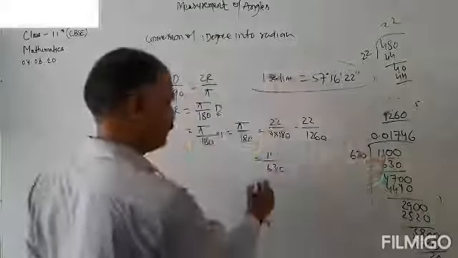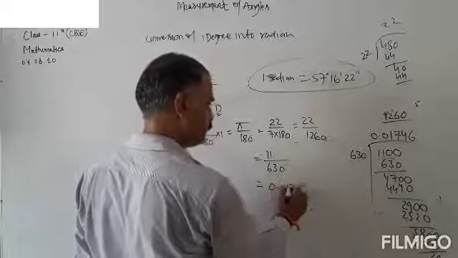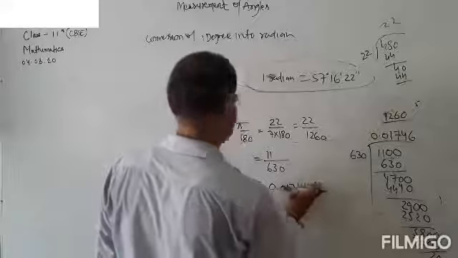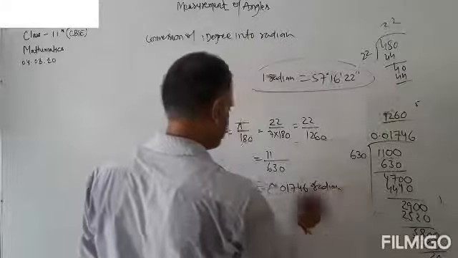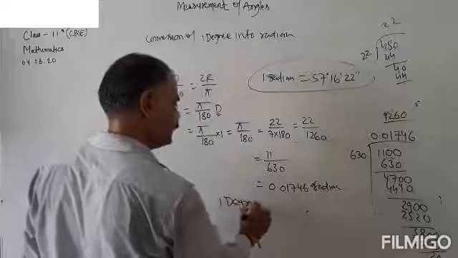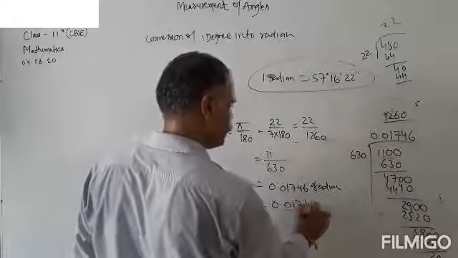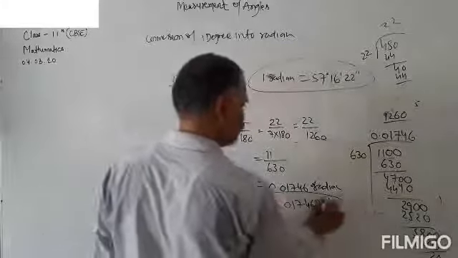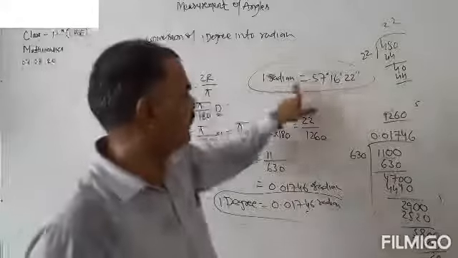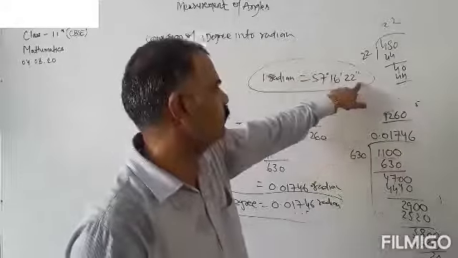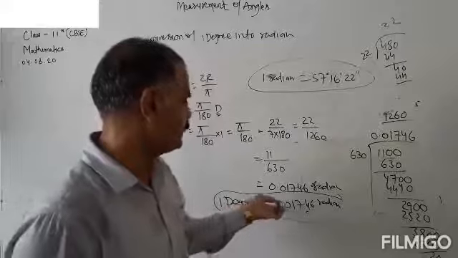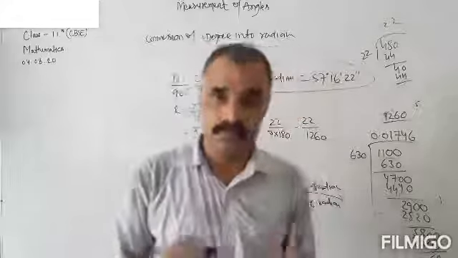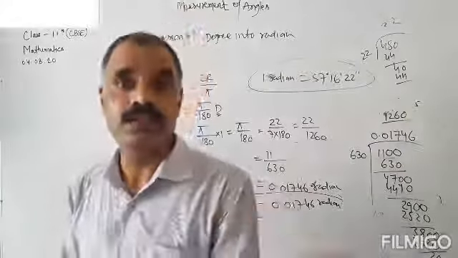So the division is 0.01746 radian. Okay, so 1 degree is equal to 0.01746 radian. So we have converted 1 radian into degrees. 1 radian is equal to 57 degrees 16 minutes 22 seconds, and 1 degree is equal to 0.01746 radian. In this way we can convert degree into radian and radian into degree.